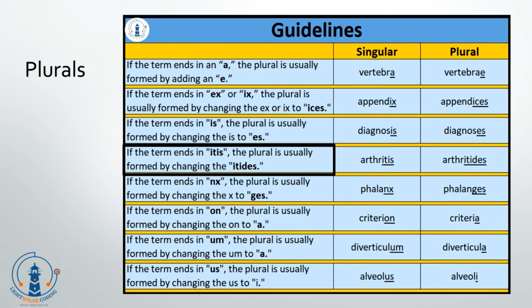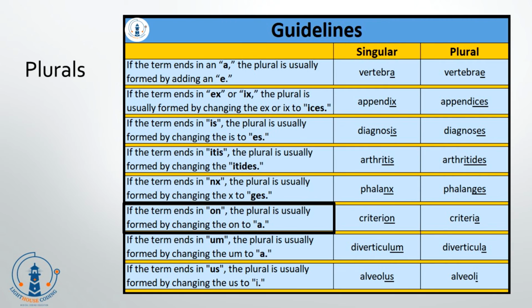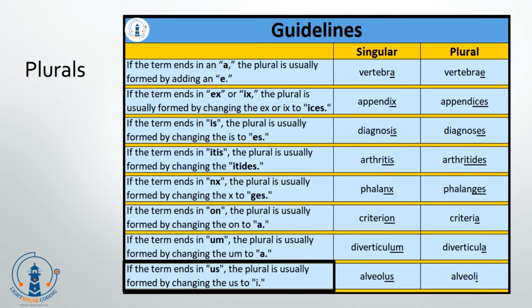If the term ends in ITIS, the plural is usually formed by changing the ITIS to ITIDES. If the term ends in NX, the plural is usually formed by changing the X to GES. If the term ends in ON, the plural is usually formed by changing the ON to an A. If the term ends in UM, the plural is usually formed by changing the UM to an A. And if the term ends in US, the plural is usually formed by changing the US to an I.